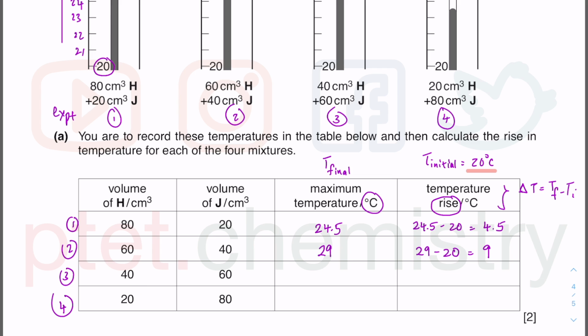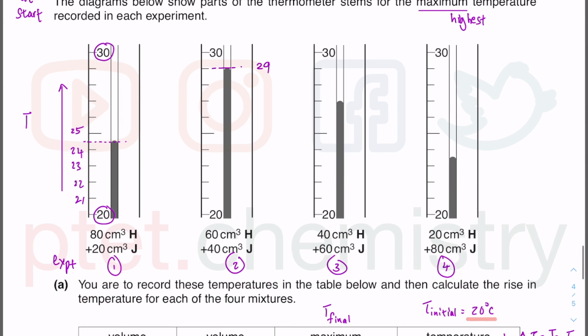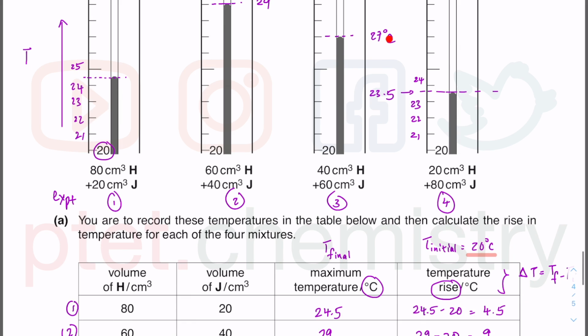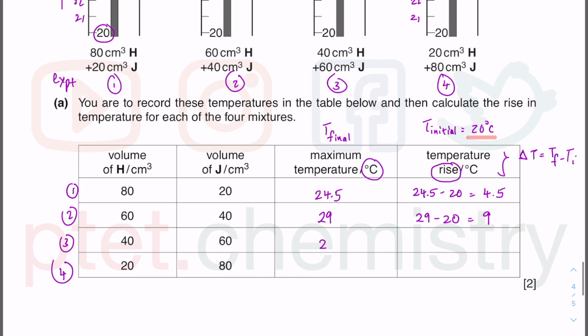Now the next one, 40 and 60 there. If you read this carefully, this is going to be 21, 22, 23, 24, 25, 26, 27. So there's 27 degrees Celsius. And the last one there, again, is somewhere in between. So it's 21, 22, 23, 24. So it's in between 23 and 24. It's 23.5 degrees Celsius for the fourth one there. So my final temperature minus my initial temperature on my calculator, I get 3.5 degrees Celsius.